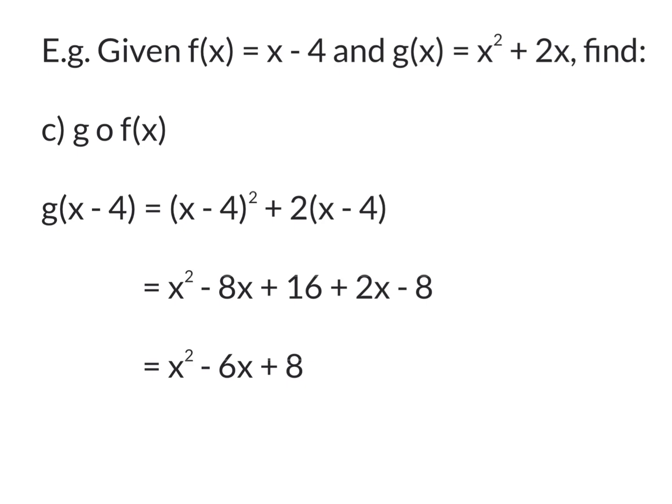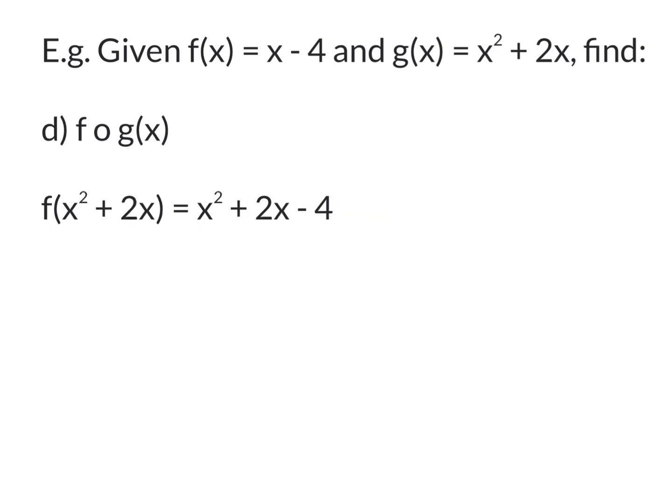What about when we don't have values to sub in? We're just subbing the function into the other function. So in this case, g of f of x means we're going to take the f of x function and place that in the g function. So wherever there's an x in the g function, we're going to replace it with x minus 4, because that's the f function. And so we get x minus 4 all squared plus 2 outside of x minus 4. When we expand our brackets, we get x squared minus 6x plus 8 after we collect like terms.